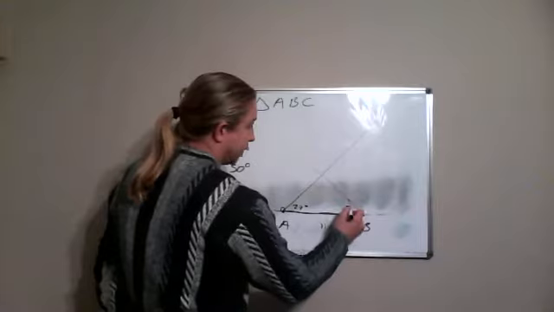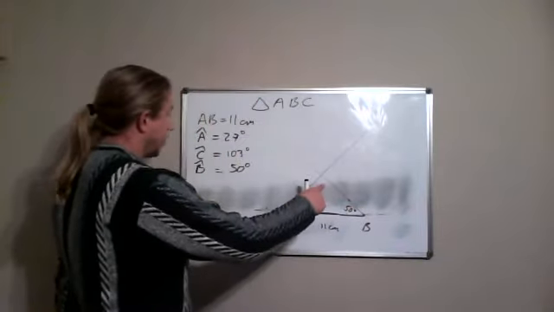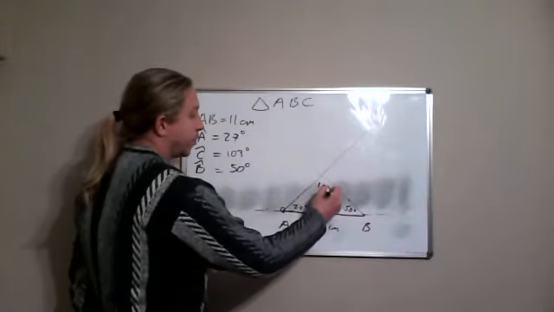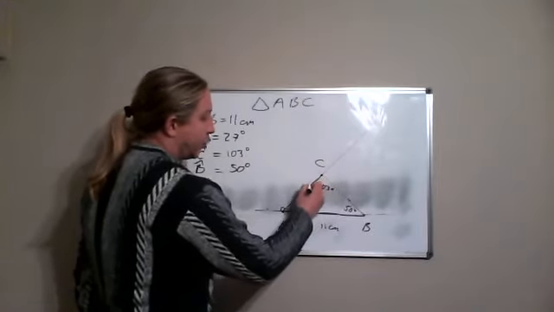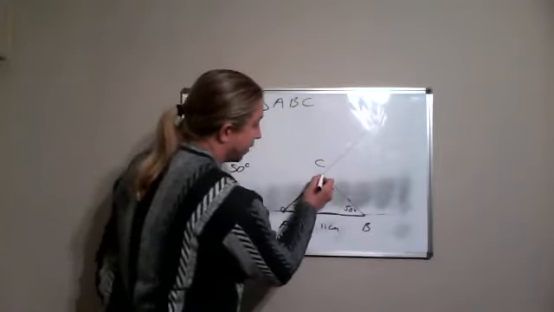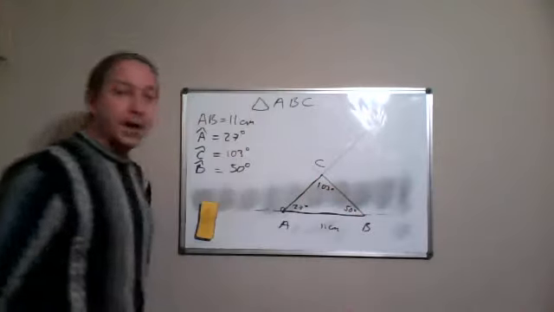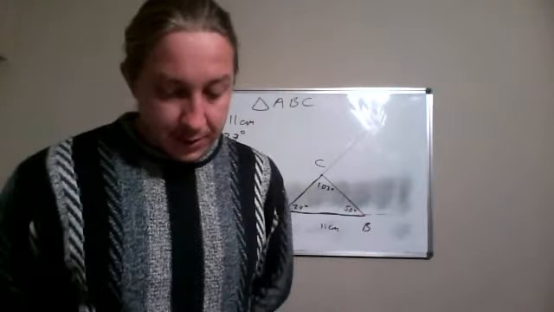So this is 50 degrees. And this angle here is going to be 103 degrees. And this point is going to be C. We join these two lines like that, and we have a triangle ABC.